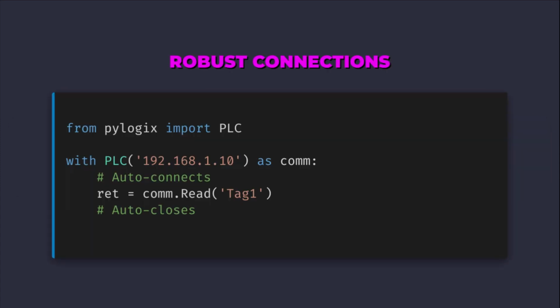Use a context manager for robust connection handling. The with PLC(controller IP) as com syntax automatically handles connection establishment and ensures proper session closure, preventing resource leaks on the PLC side. If the processor is in slot 1, specify processor slot equals 1 during instantiation. Connection attempts timeout after 5 seconds by default. Adjust this using the timeout parameter if network latency is high.